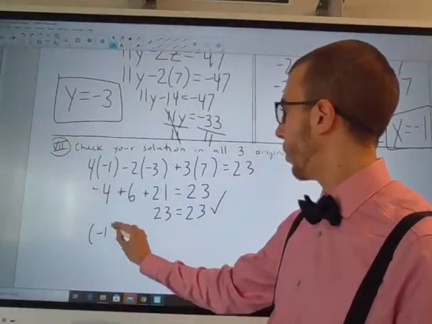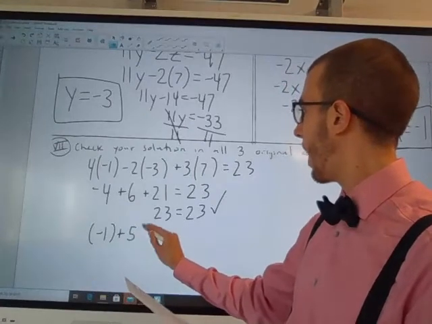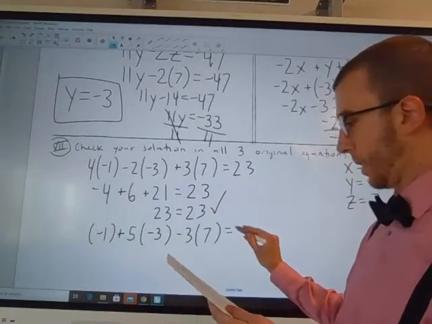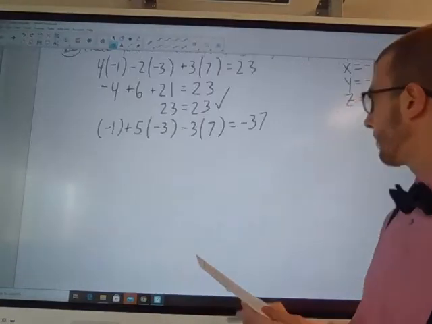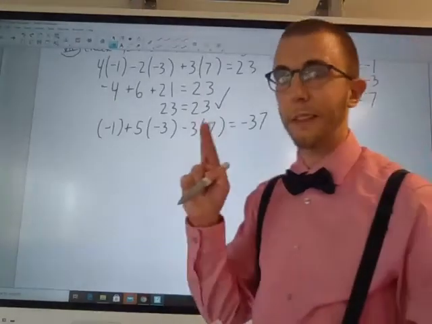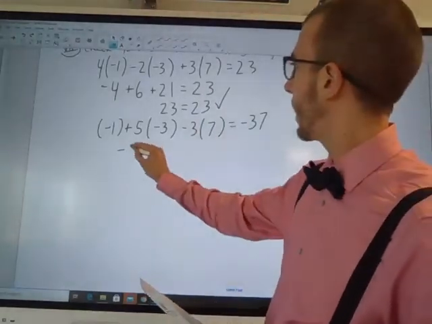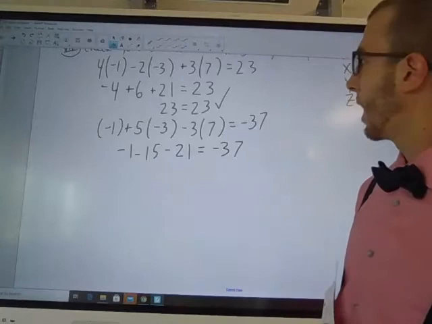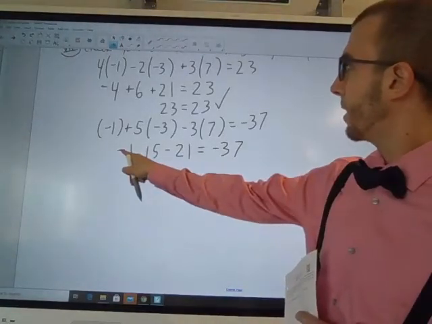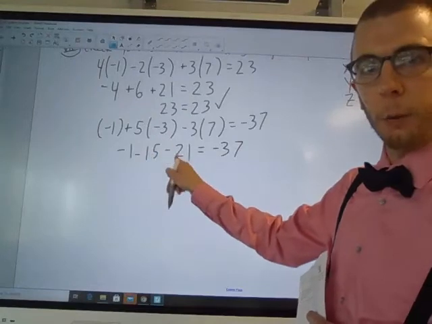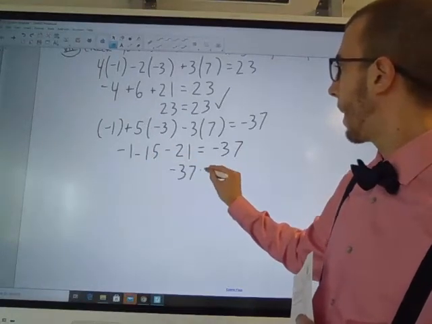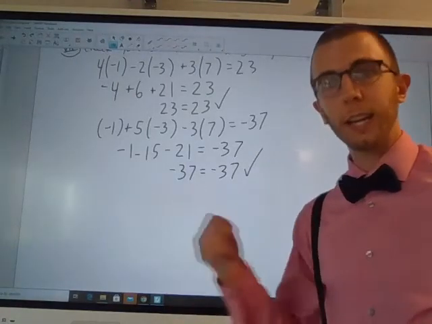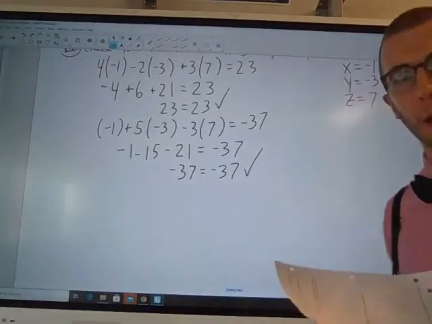Okay? Next one. I have x, so negative 1, plus 5y minus 3z equals negative 37. All right, let's cross our fingers that this works out too, just like the first one. Negative 1 minus 15 minus 21 equals negative 37. Well, these are all negatives here. So negative 1 minus 15 is negative 16 minus 21. Bada bing, bada boom, negative 37. So that one checks out again. Our second equation is satisfied by all three of those values.